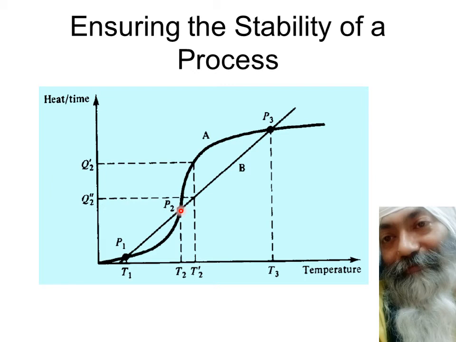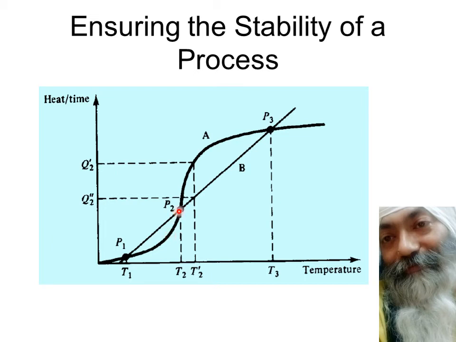What about if it goes slightly less? If it comes to this point, then in this particular case, the heat absorbed is higher and the heat released at this temperature will be lower. If the temperature goes lower, then the heat absorbed is higher and the heat released is lower, which means the temperature will go further low and further low. It will never come back to P2.